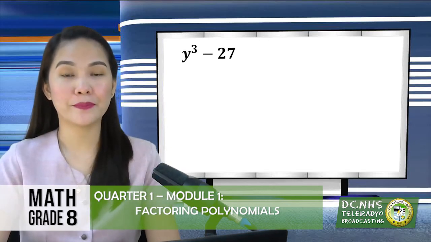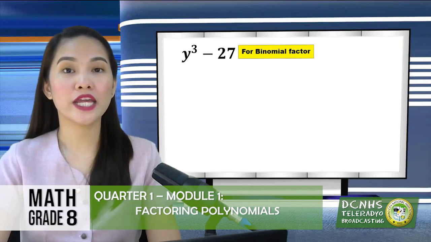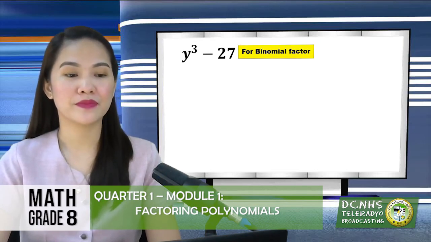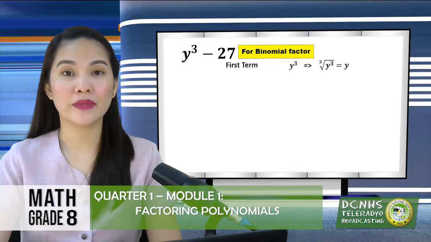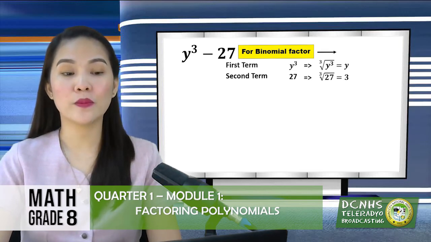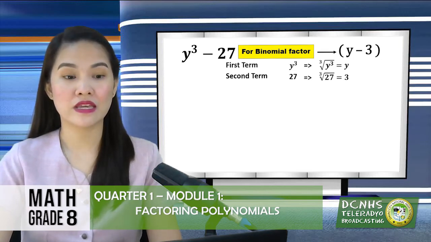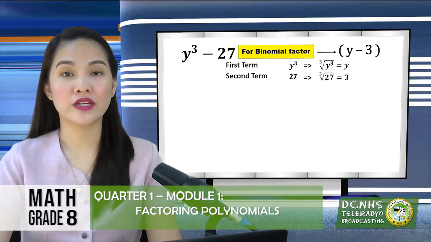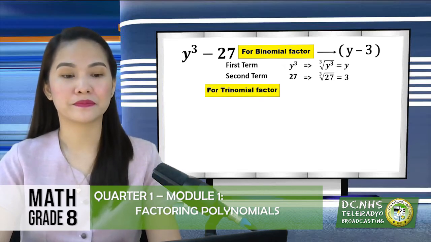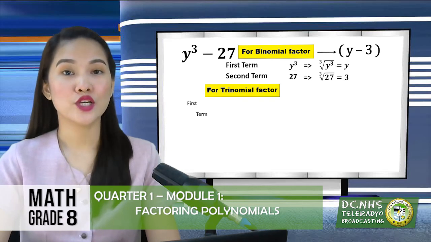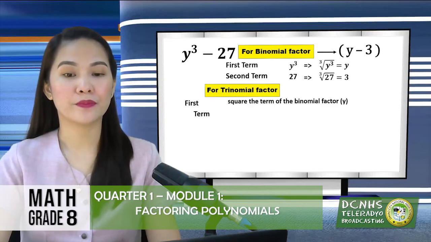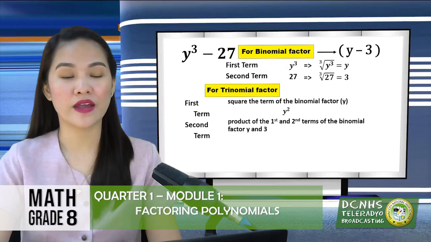Let's have another example. Factor y cubed minus 27. First, get the binomial factor. Extract the cube root of y cubed, which is y, and then get the cube root of 27, which is 3. The binomial factor is y minus 3. Next, solve for the trinomial factor. For the first term, square the first term of the binomial factor y. The result is y squared.